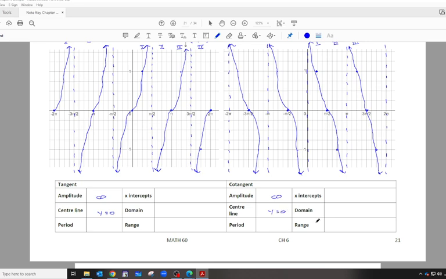Now let's talk about the period. The period of a tan curve is from asymptote to asymptote, because that's the time for one of these cycles of down to up. And so negative pi by 2 to pi by 2 is a distance of pi. You could also look at it from x-intercept to x-intercept. But the period of a tan curve is pi, and it is for a cotan curve as well.